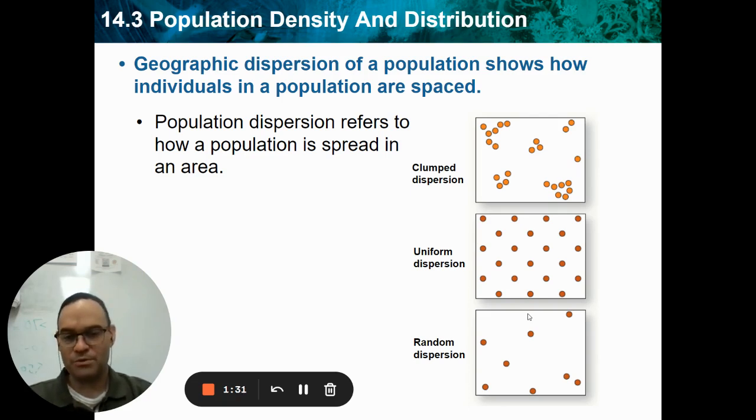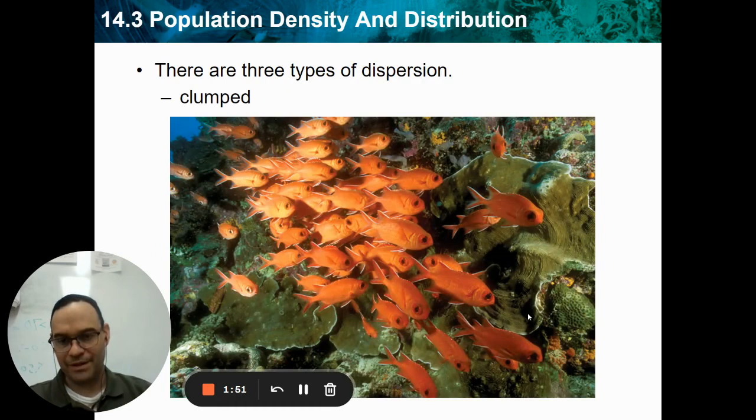A uniform dispersion would be like a testing environment where people are seated in very specific patterns that are maximizing the distance between them. Random dispersion is what it sounds like. There's no real rhyme or reason behind it. It's just kind of put out there.